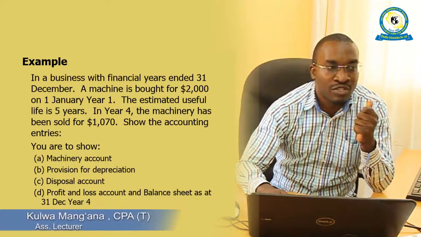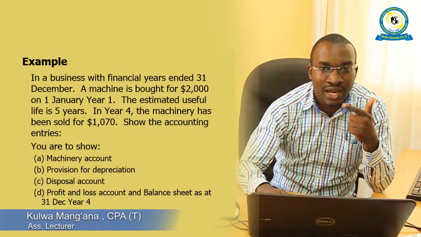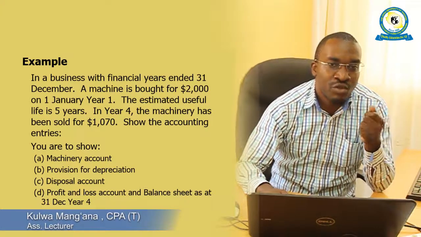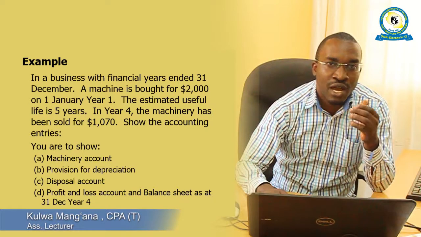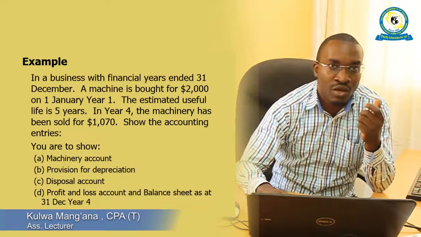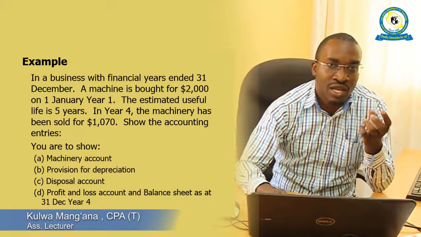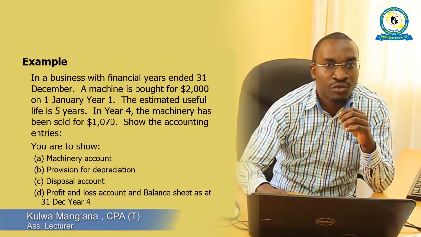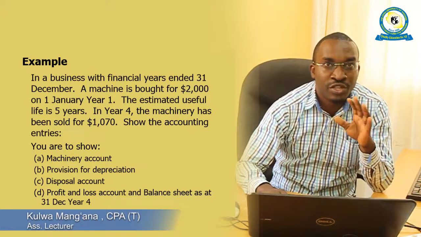You're supposed to show the account entry when this account has been disposed, or you can even show the accounting entry for year 1, year 2, year 3, up to year 4. Now you're supposed to show a machinery account, provision for depreciation and disposal account, and profit and loss for year 4. We're going to deal only with year 4.